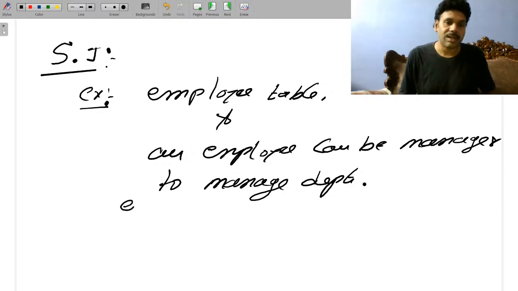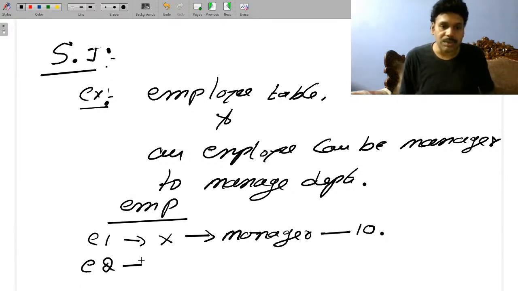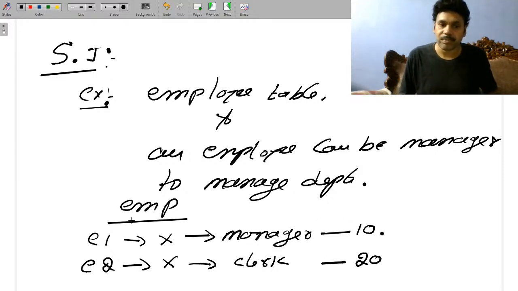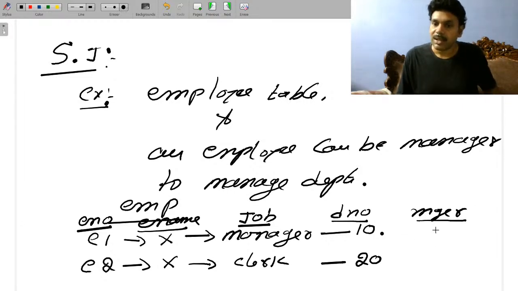Please observe carefully. Employee table: employee E1, name X, his role is a manager. He is working in department number 10. Now there is an employee E2, his name is Y, his role is a clerk, working in department number 20. The first column is employee number, second column is employee name, third column is job, fourth column is department number, fifth column is who is your manager. Who is the manager of E1? So I am writing that his manager is nobody. I am the owner of the company.